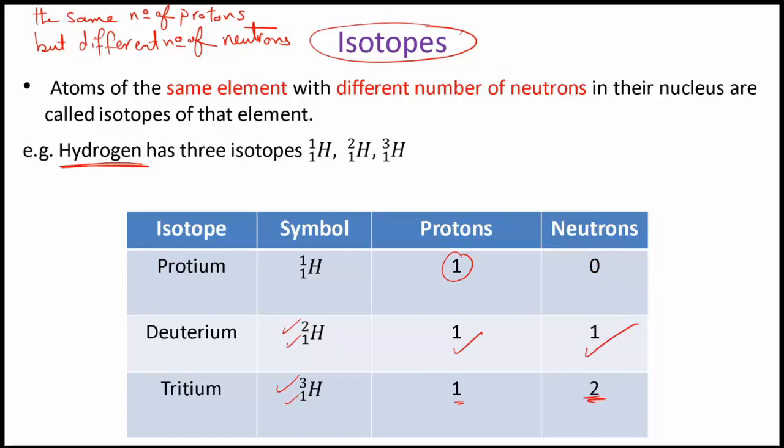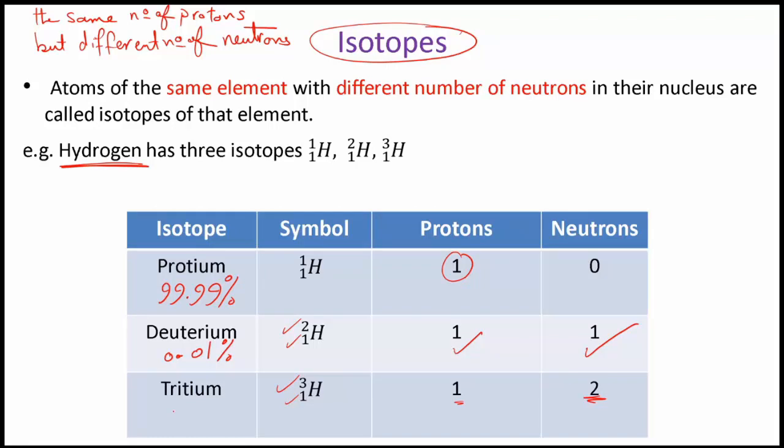The first one is the most common one. You will find it in any sample: 99.99% of all the hydrogen on the Earth. The other one is only 0.01%. Deuterium is only 0.01%, very rare.